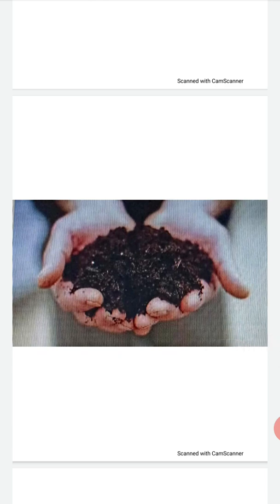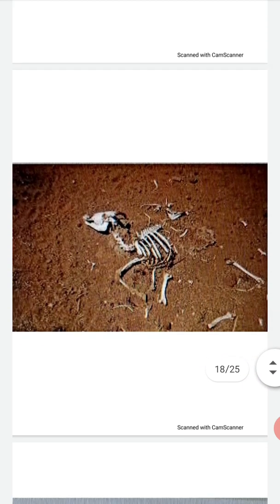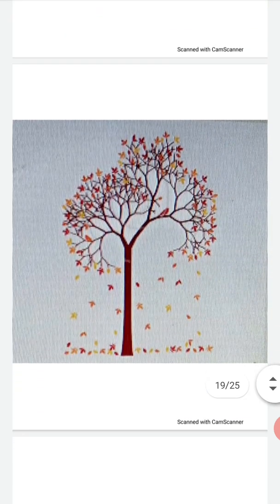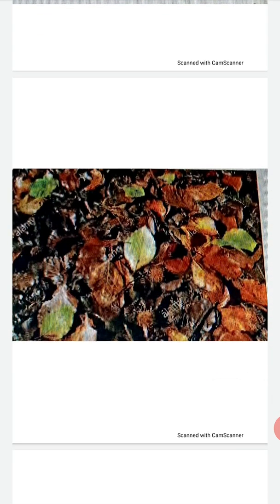Do you know how soil gets fertile? Listen now. Remains of dead animals decay. They mix with the soil. Leaves dry and fall off trees. They too rot and get mixed in the soil. This way, the soil becomes fertile.